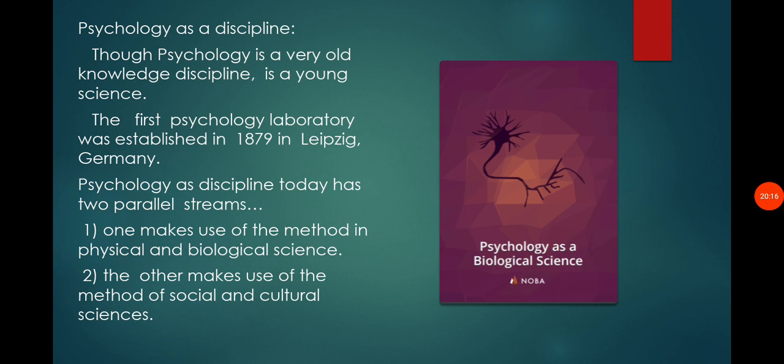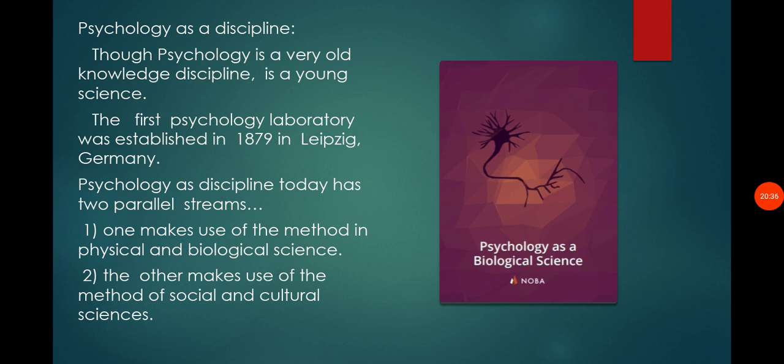On the other hand, the second stream states that psychology is a social science, and as a social science it mainly focuses on how behavioral phenomena can be explained in terms of the interaction that takes place between the person and the socio-cultural context of which he or she is a part.